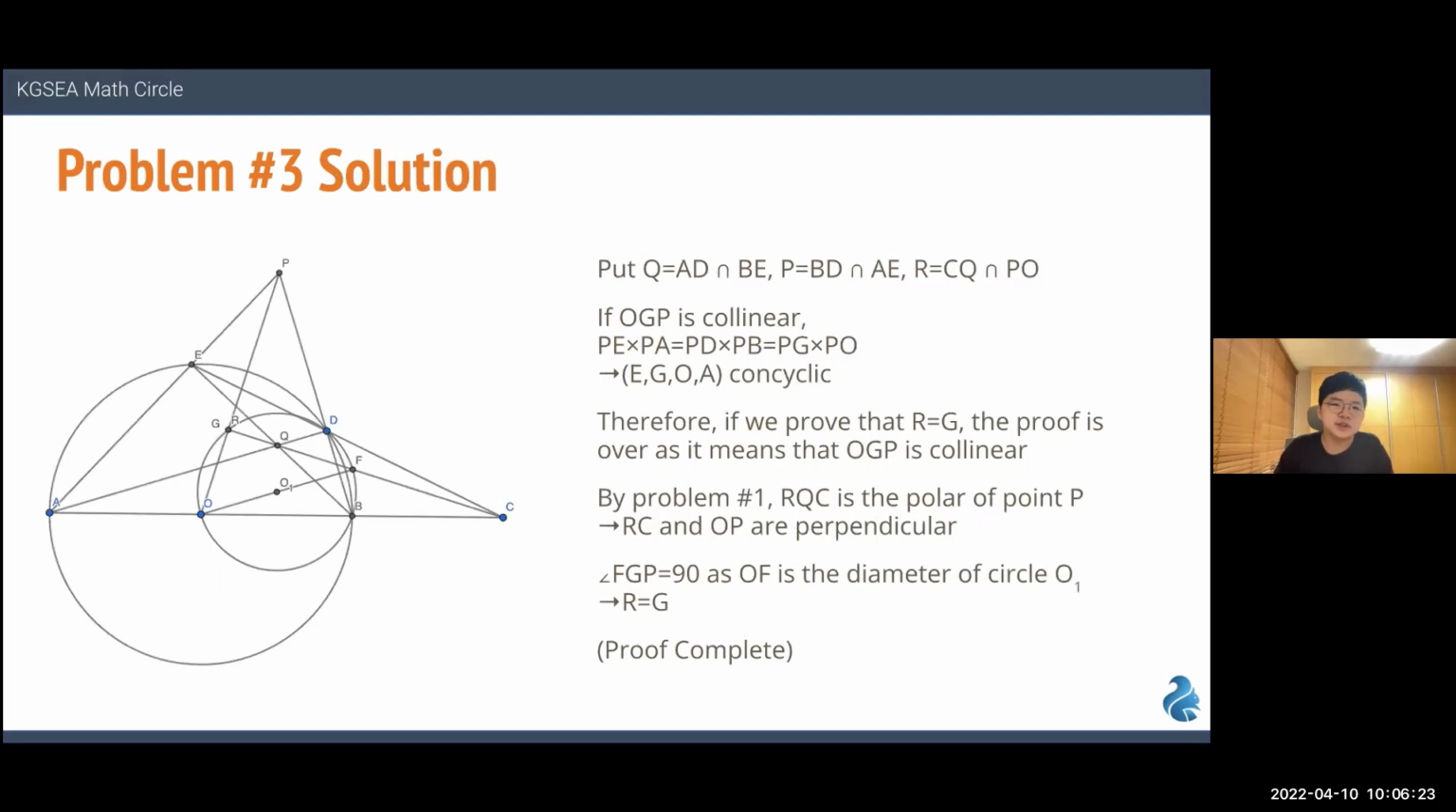So first we put Q as the point where AD and BE meet, P as the point where BD and AE meet, and R as the point where CQ and PO meet. If O, G, P are collinear, then PE times PA is equal to PD times PB, which is equal to PG times PO, and so EGOA is concyclic. Hence, if we prove that R and G are identical, the proof is over, as it means that O, G, P are collinear. By problem number 1, RQC is the polar of point P, which means that RC and OP are perpendicular. FGP is also 90 degrees as OF is the diameter of circle O1, which means that R and G are identical. Hence, the proof is complete.